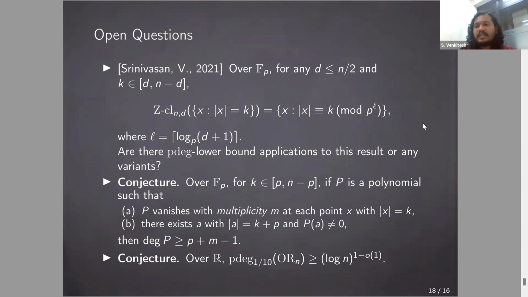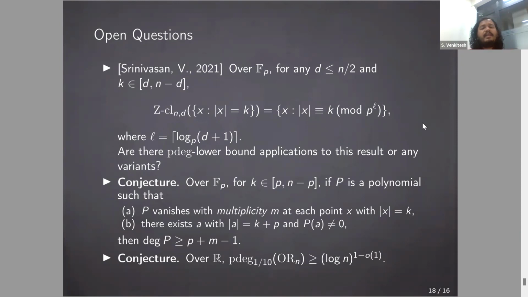So what does this give? I mean, we have already seen that Hegedus seems to have some applications for p-degree lower bounds. So are there p-degree lower bounds applications for this result or some variant of this result? Right? So more general closure statements, do they give us p-degree lower bounds? That's a fairly open question. It's not a very concrete question, but it's more of a line of thinking. General closure statements, do they give us p-degree lower bounds?